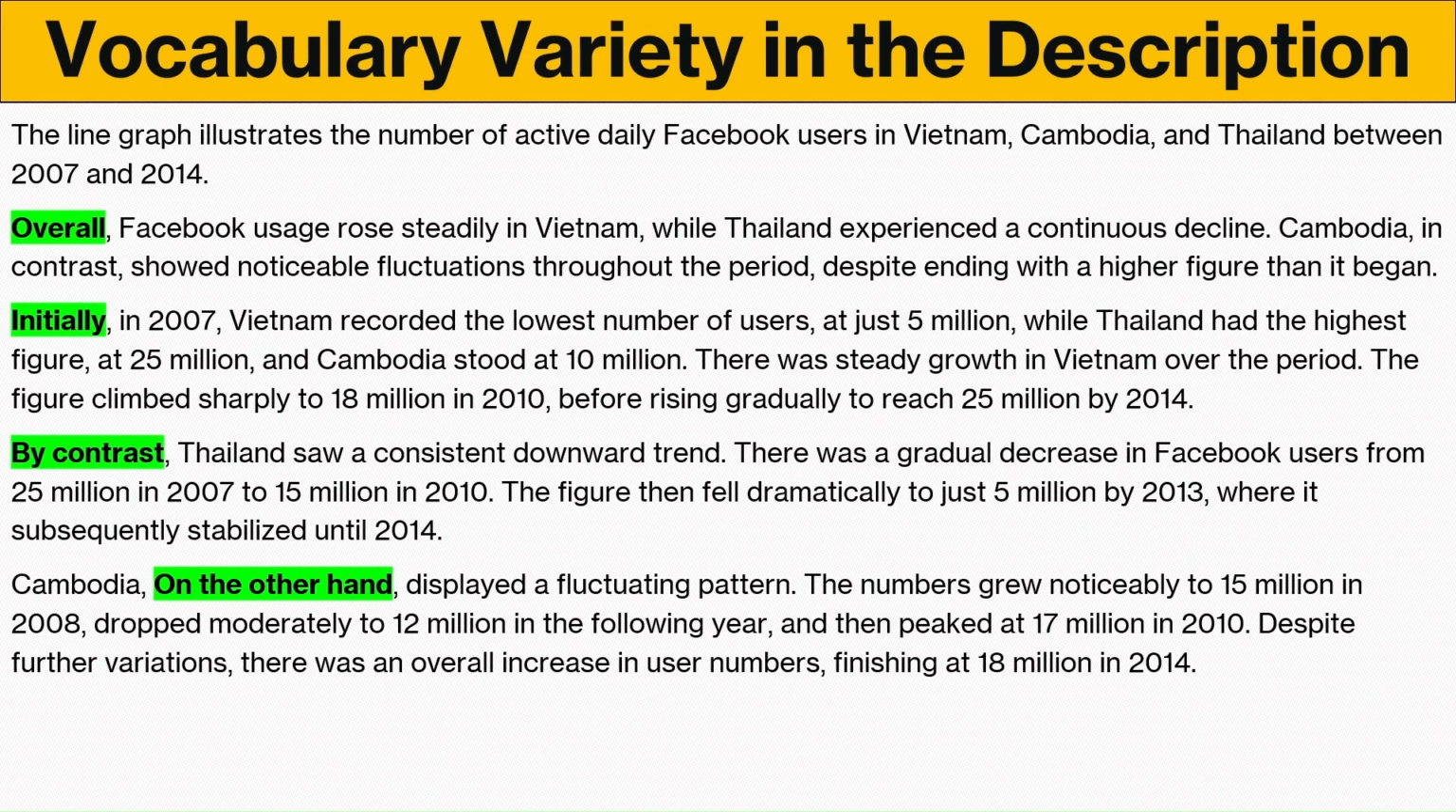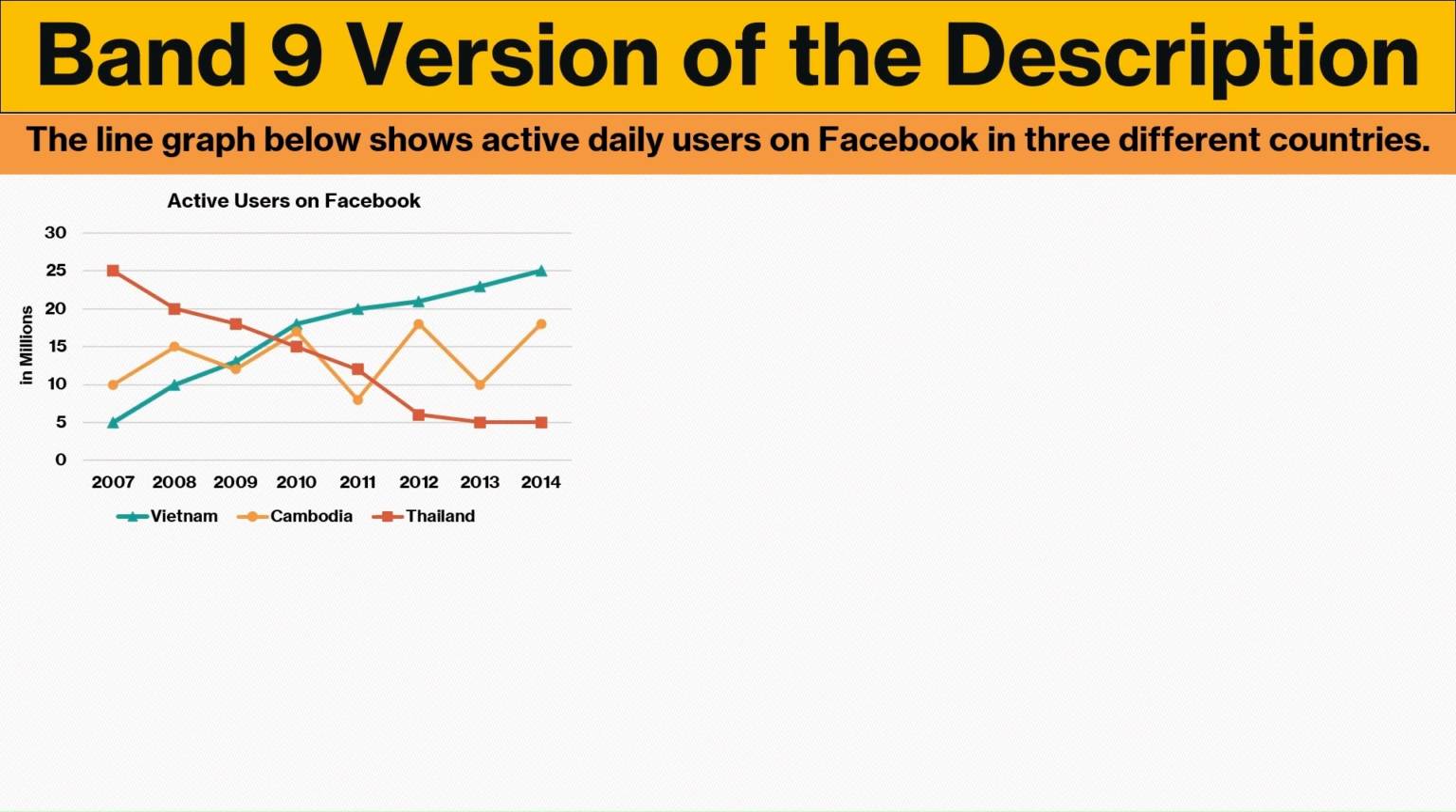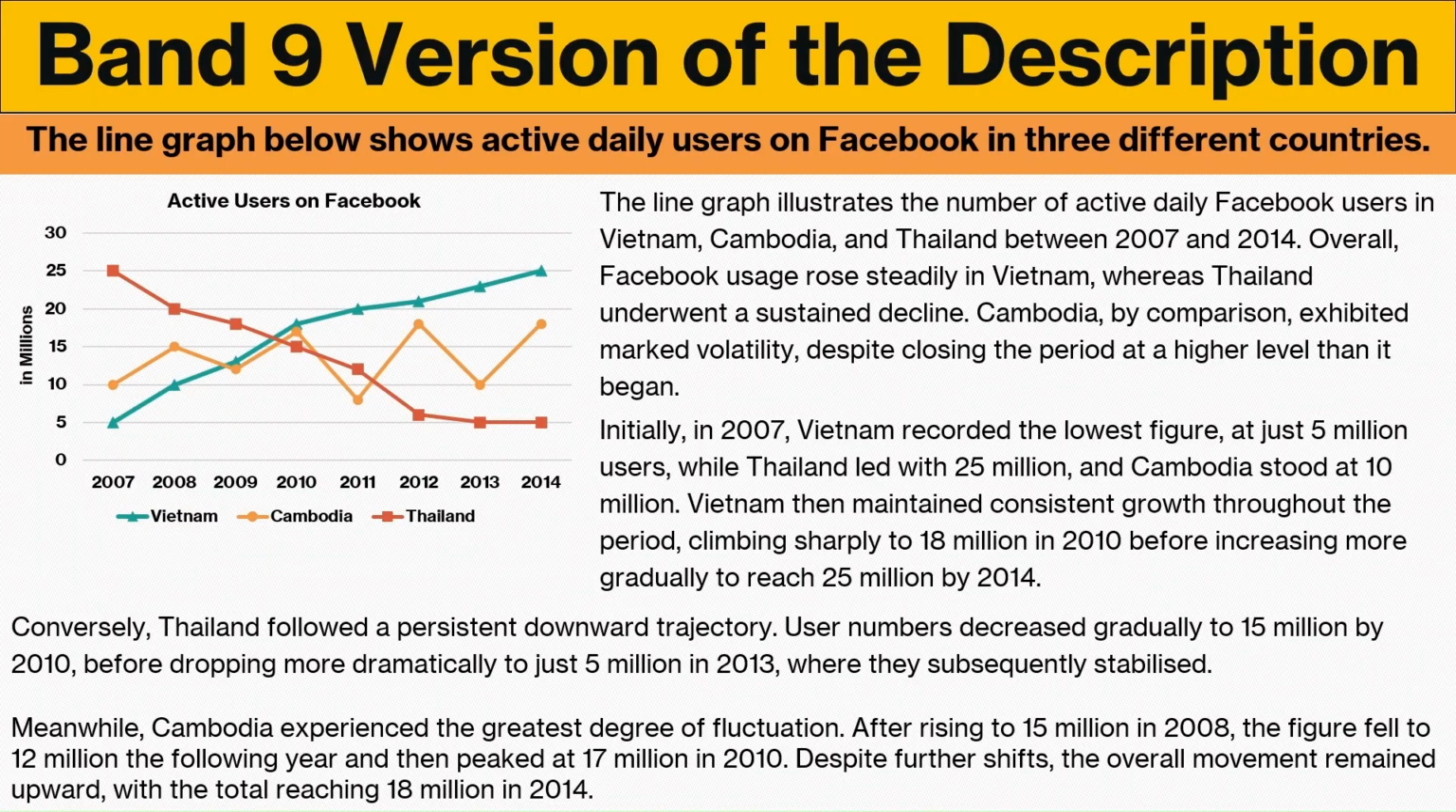So now we have seen how both grammar variety and vocabulary variety strengthen our response. Next, let's look at how a few small refinements can push this response even further to a Band 9 level. Now let's look at a Band 9 version of the same description. Notice that the data hasn't changed, the structure hasn't changed, the organization remains exactly the same.